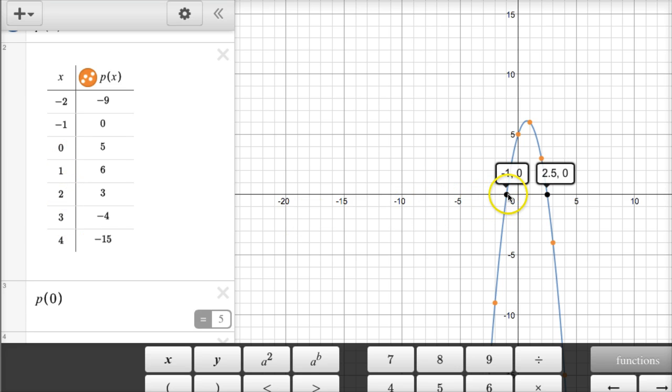So here, p of x equals 0. Another way to say that is where are the x-intercepts, which is where y equals 0. So where are the y values equal to 0? And that's at -1 and 2.5.